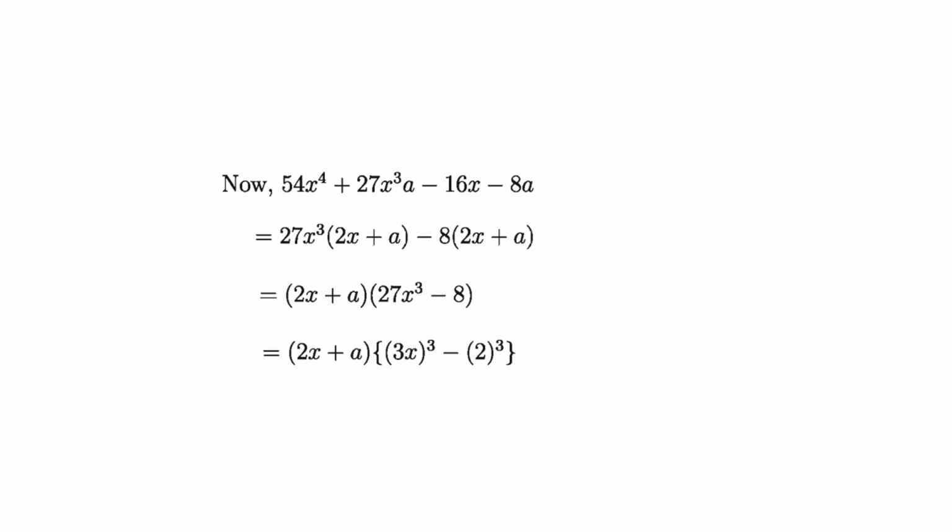27x cube means 3x whole cube, and 8 means 2 whole cube. So applying the a cube minus b cube formula, you'll get 3x minus 2 into 9x square plus 6x plus 4. The formula is a cube minus b cube equals a minus b into a square plus ab plus b square, and it is our required result.